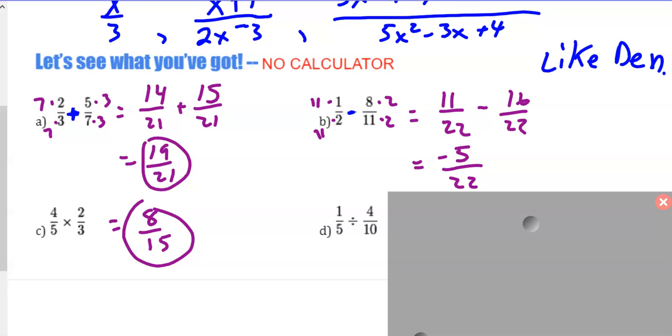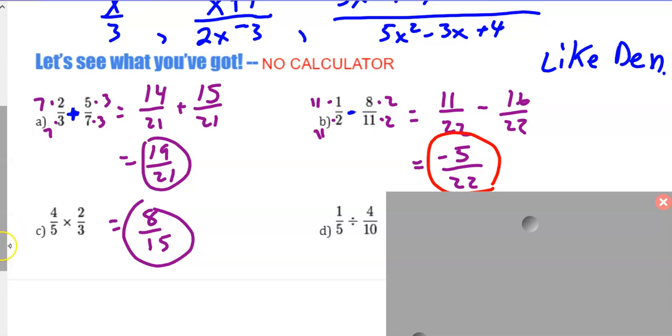Okay, so again, the first ones you've got to get like denominators. So I have multiplied top and bottom here by 7, top and bottom by 3 to get the like denominators of 21. Then you can add your numerators. Same idea over here with B. Let's circle my answer here. And then multiplied numerators got 8, multiplied denominators got 15. They don't reduce.